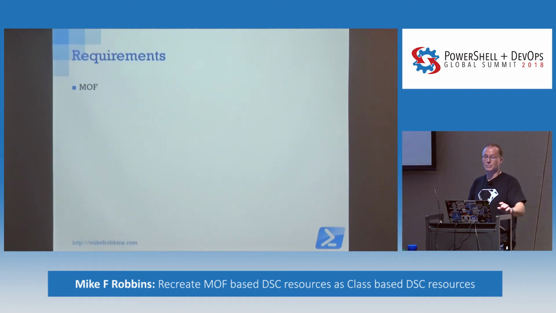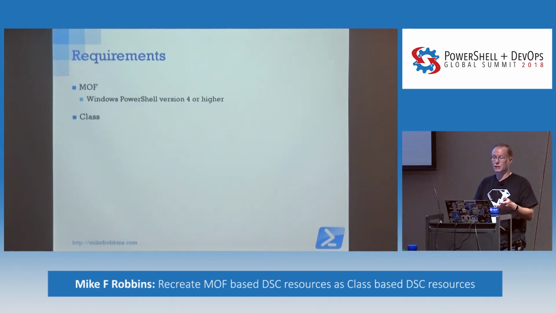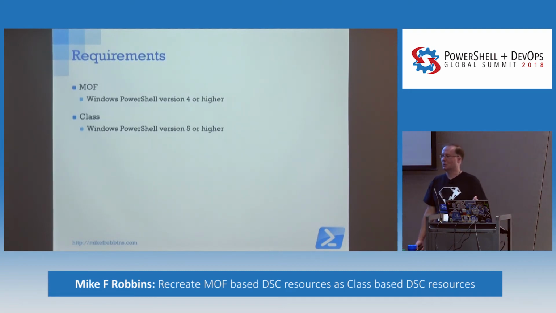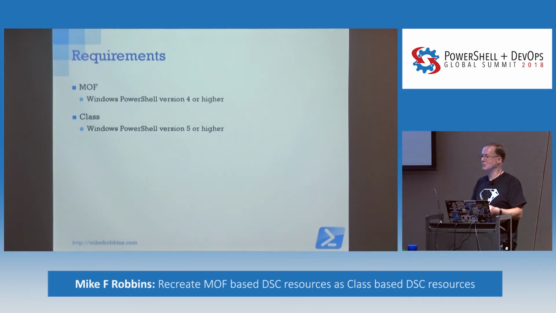So the requirements for a MOF-based resource, of course, as I already said, is Windows PowerShell 4 or higher, and class-based resources is Windows PowerShell 5 or higher. And notice I said Windows PowerShell. For years I have said PowerShell, but I think all of us have probably done that. But now we have to be more specific because we have PowerShell Core. And if they change the name of PowerShell Core to PowerShell, it's even going to be more confusing, especially if somebody's looking for help on the internet and they go search for PowerShell.